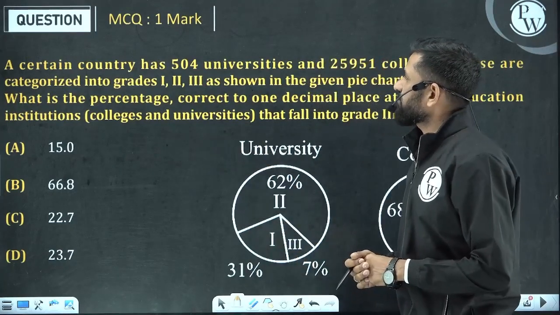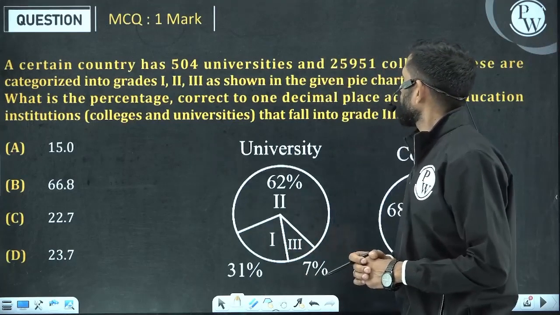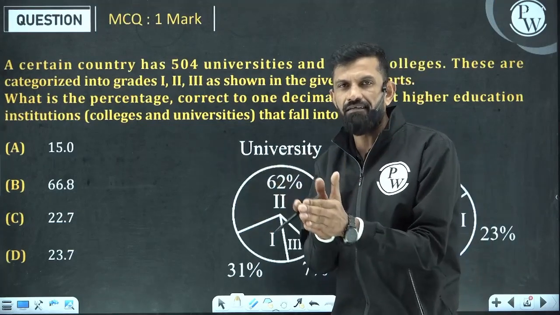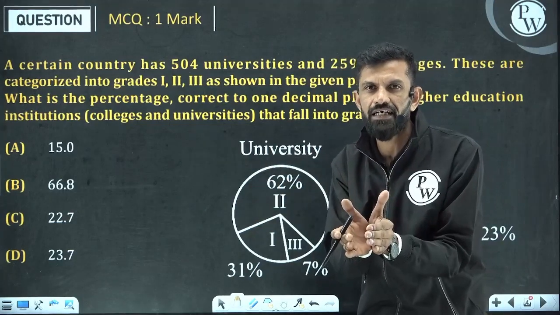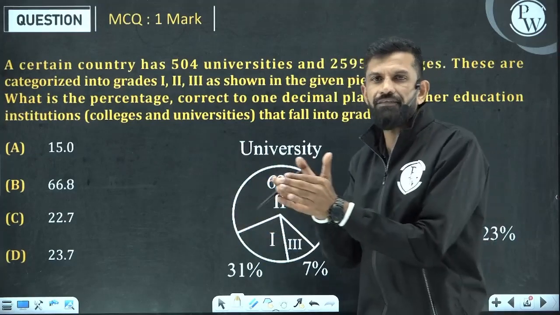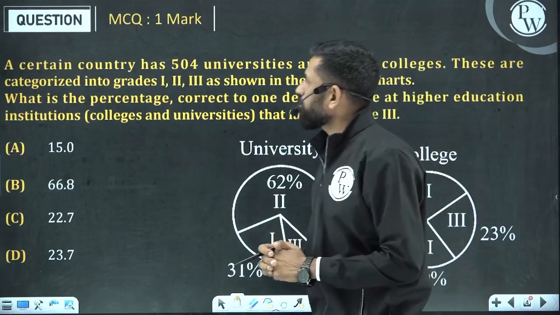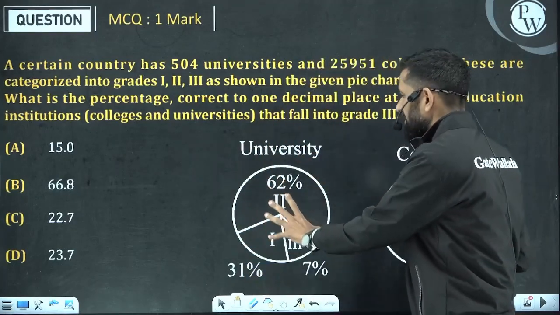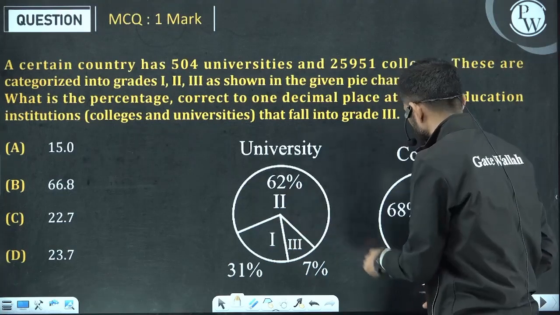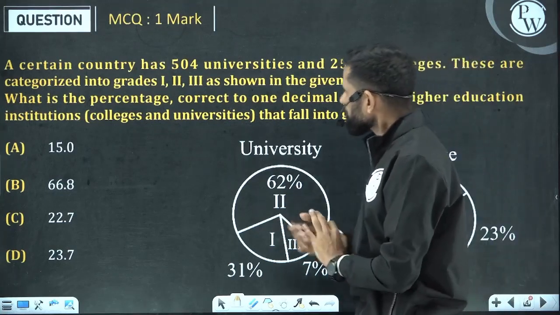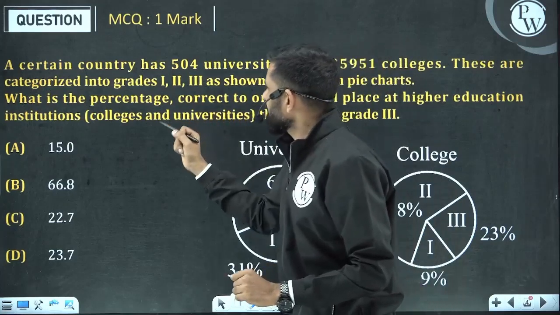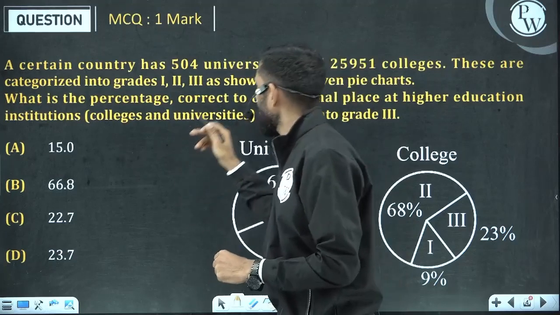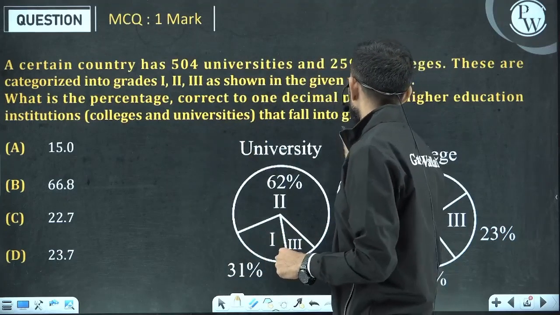A certain country has 504 universities and 25,951 colleges. So they have declared these many, 504 universities and 25,951 colleges. These are categorized into 3 grades, 1, 2 and 3, as shown in the given pie chart. They have given in the pie chart also as 1, 2, 3. Further they are asking, what is the percentage, correct to 1 decimal place, of higher education institutions, colleges and universities, that fall into grade 3?